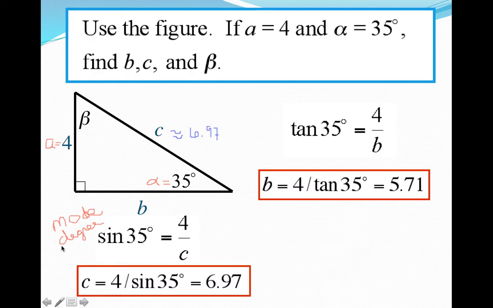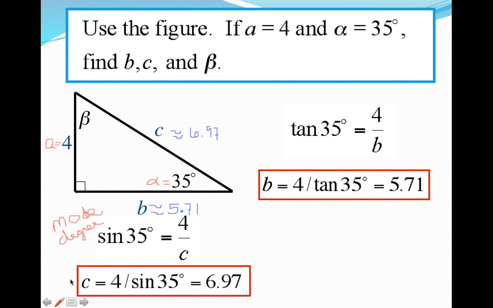Making sure my calculator is in degree mode, when I do that I find out that B is about 5.71. So B is approximately 5.71. You can't see the decimal there, but 5.71 is approximately what my B is.